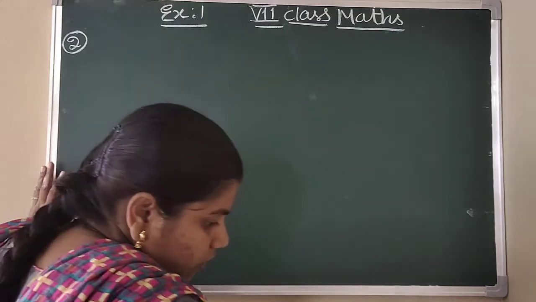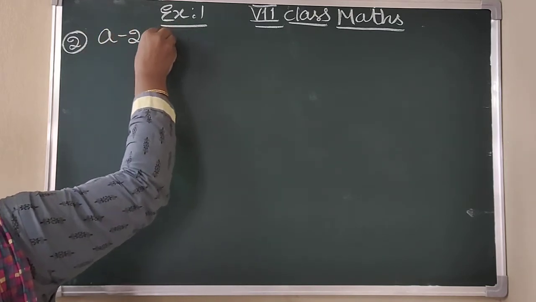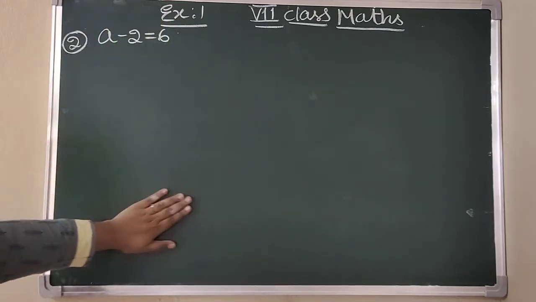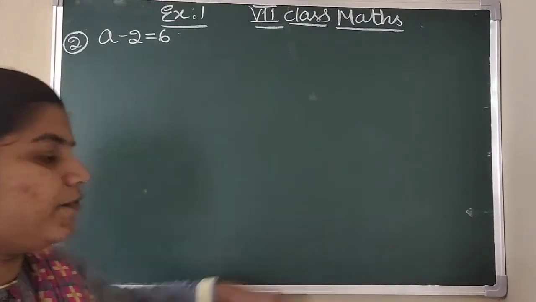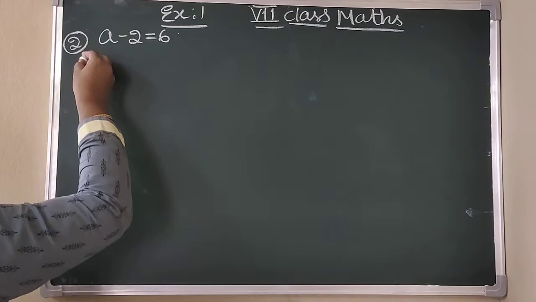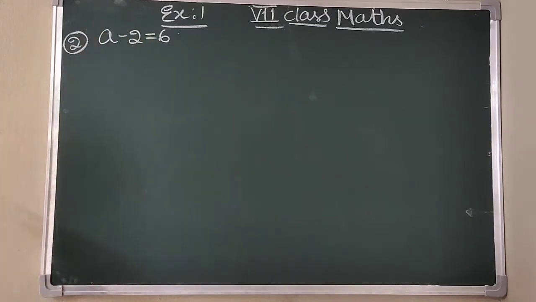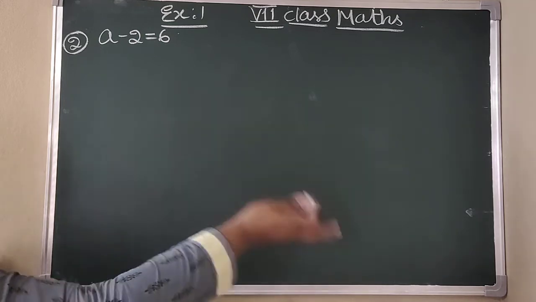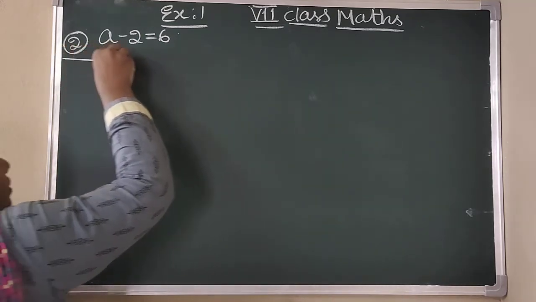So the second one is a minus 2 equals 6. Here we have to find the a value. What do we have to do for this? This a minus 2 is lying on the left hand side and 6 is lying on the right hand side. So we have to draw a tabular form first.